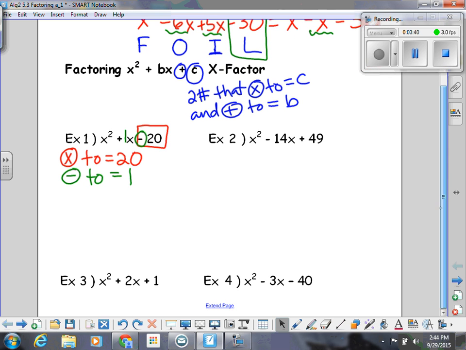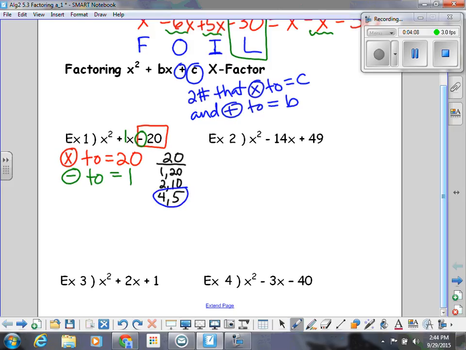If you have a hard time coming up with that, what I suggest you do is just list all of the pairs of numbers that multiply to give you 20. So if I make a list of factors of 20, I've got 1 and 20, 2 and 10, 3 doesn't go into it, so I'm not going to include 3, 4 and 5, and that's the end of my list.